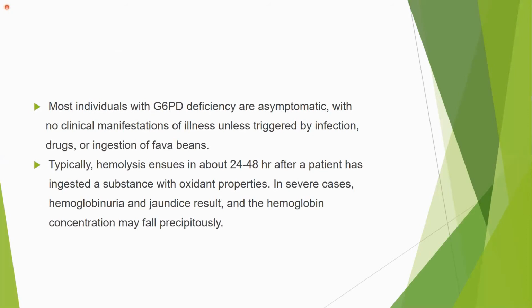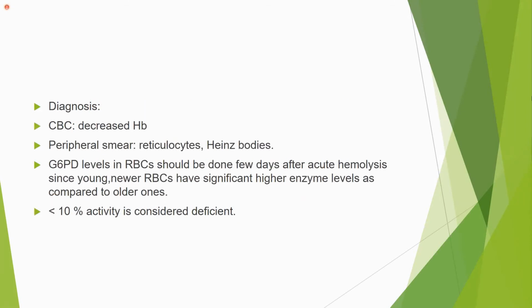Now, if you remember, at the start I told you that hemolysis is of two types, and G6PD comes under the intravascular hemolysis, and that's why there is hemoglobinuria and jaundice, and the retic count will also be raised because it causes acute hemolysis. And in the CBC, there is decreased hemoglobin or anemia, and the peripheral smear shows reticulocytes and Heinz bodies. G6PD levels in the RBCs should be done a few days after acute hemolysis, since young newer RBCs have significantly higher enzyme levels as compared to the older ones, and less than 10% activity is considered deficient.